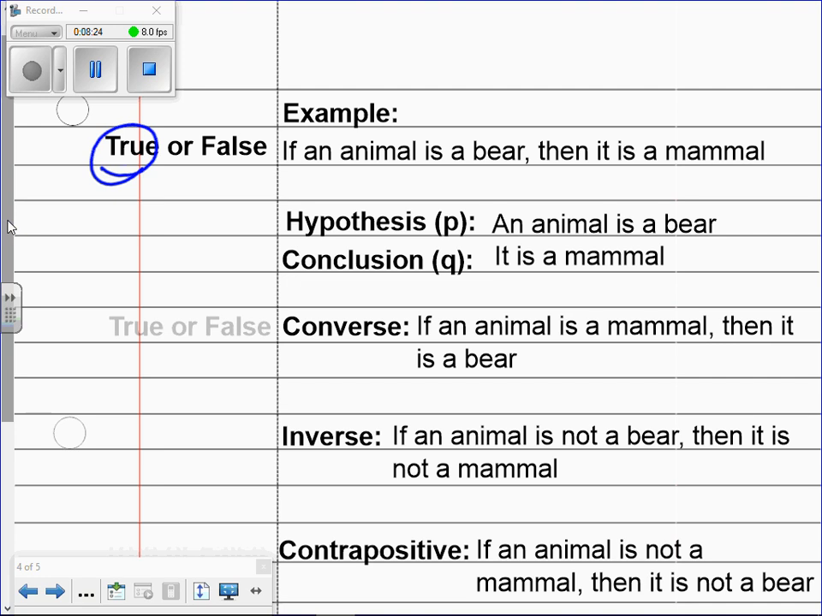Alright, so now let's go look at the converse, and then we're going to determine if that's true or false. The converse says, if an animal is a mammal, then it is a bear. So we think of something that's a mammal. If it's a mammal, does it always have to be a bear? No, it doesn't have to be. So that's false. And we know that because a counterexample could be dog. Because if it's a mammal, it could be a dog. A dog is a mammal. Okay? It doesn't necessarily have to be a bear. So dog would be an example of a counterexample for that statement.